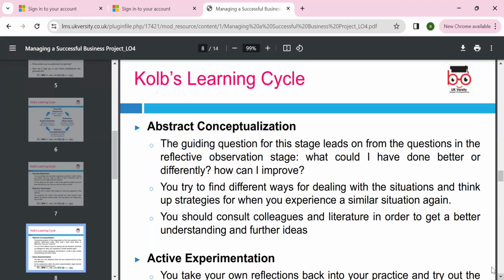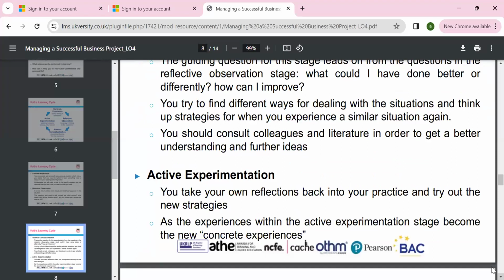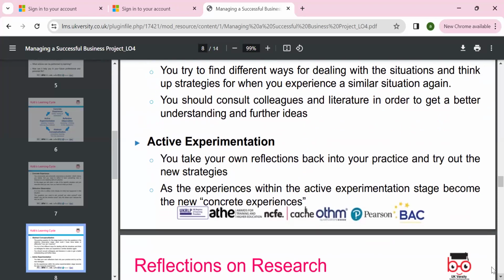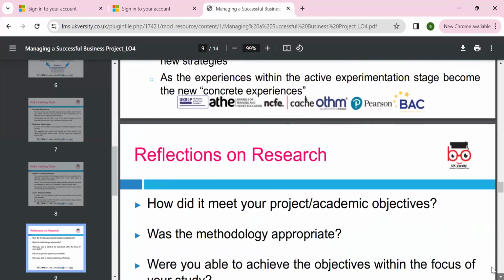So it depends on whichever project you're doing. So you carry on reflecting. You should consult colleagues and the literature in general, in order to get a better understanding. Then active experimentation: take your own reflection back into your practice, and try out the new strategies. The experience within the active experimentation stage becomes the new concrete experience.